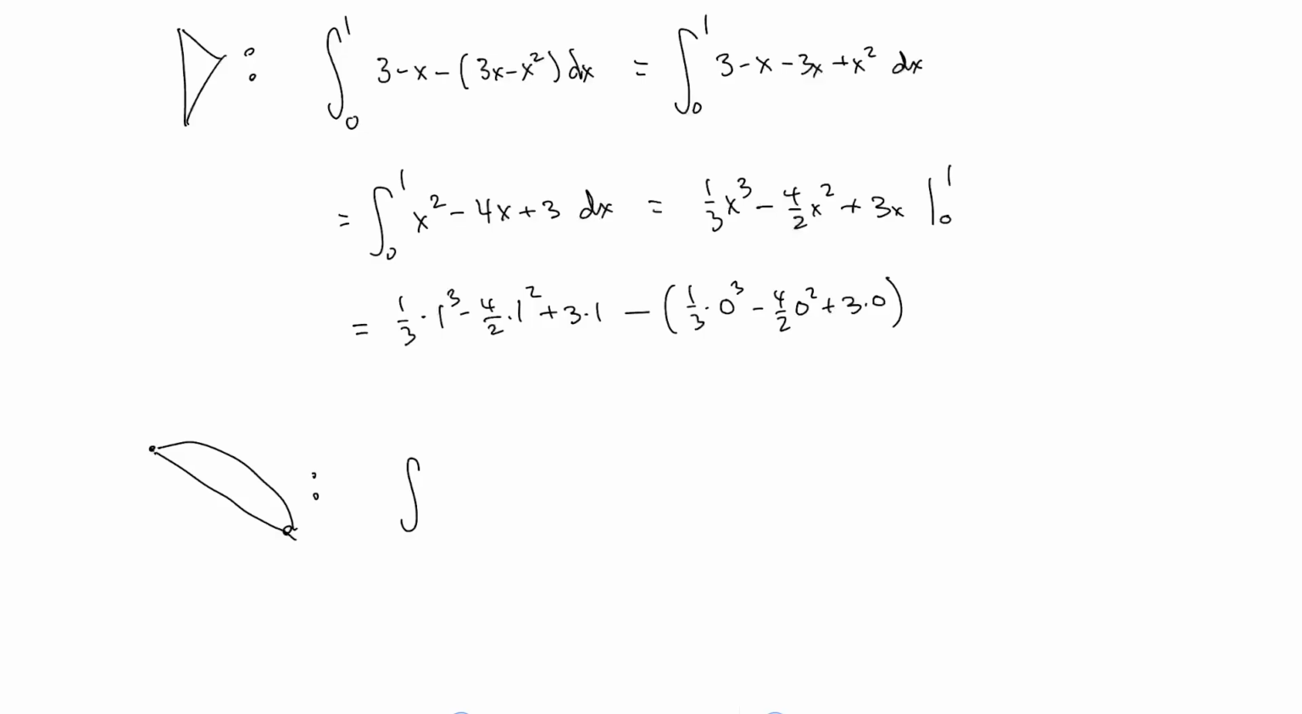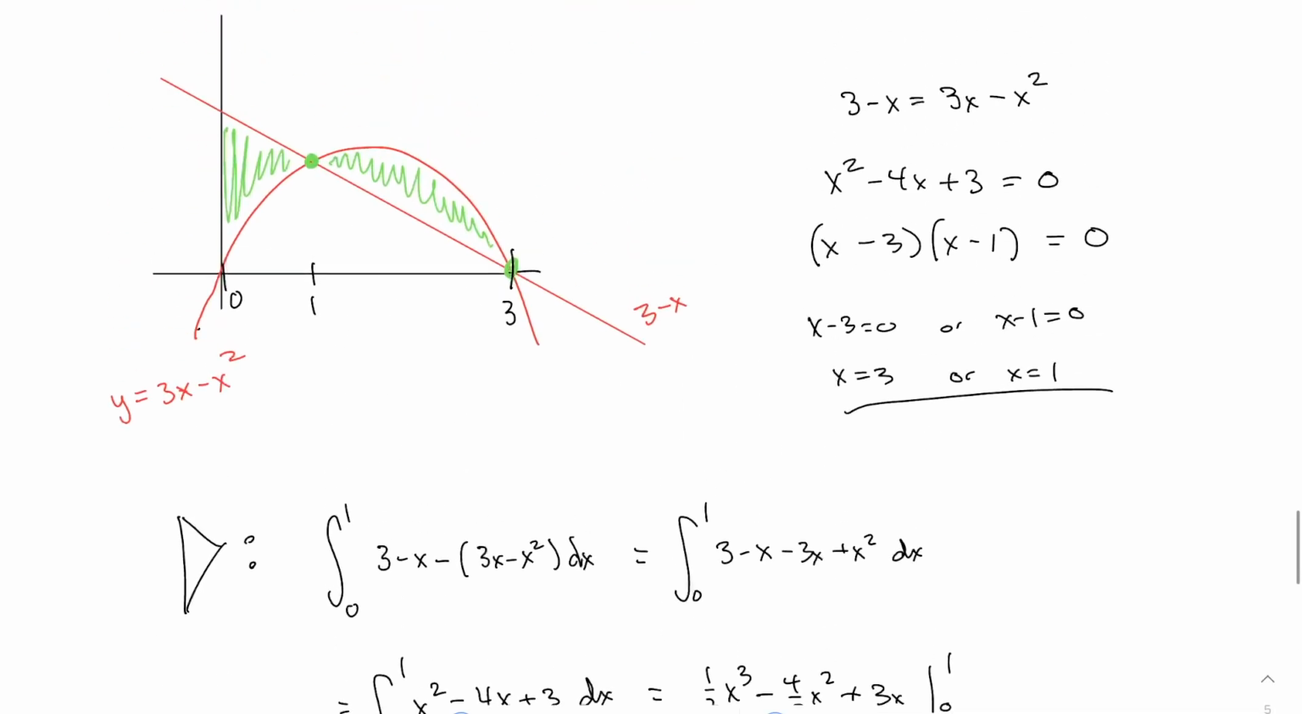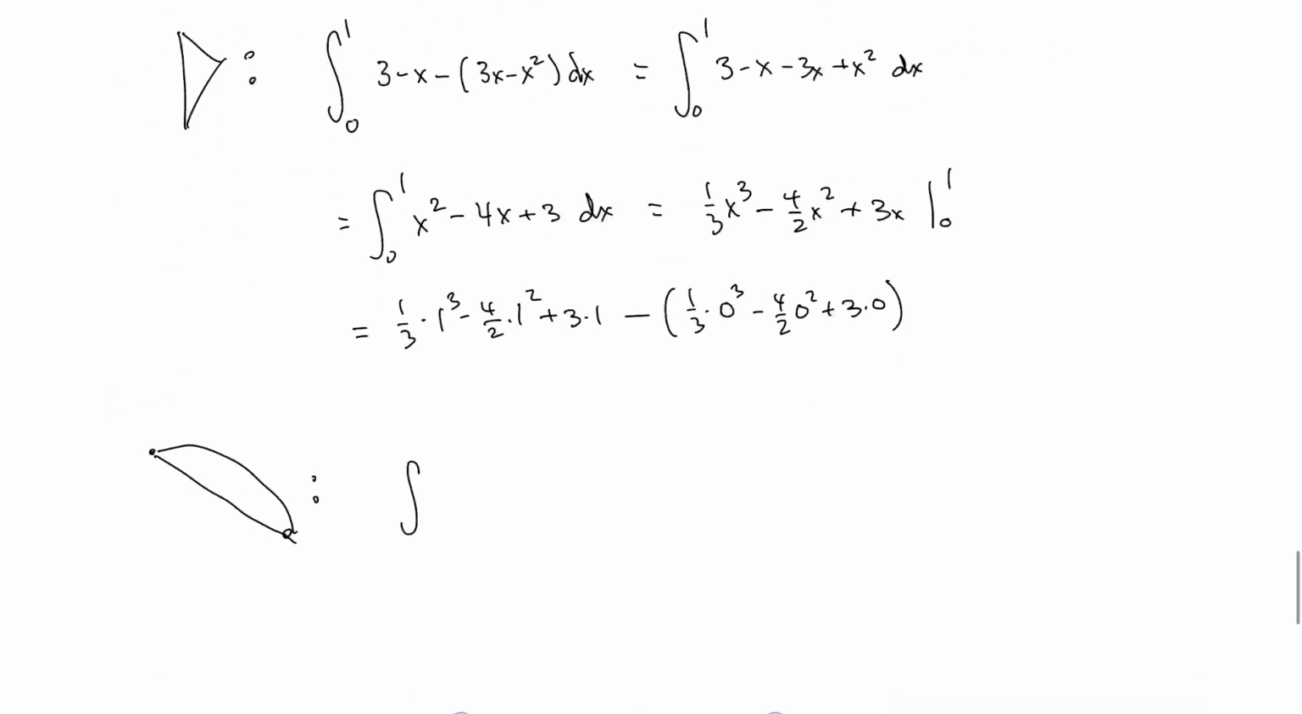All right, can we talk about this? People seem to be doing fine with the rest of it. So this time the integration boundaries are from here to here. So that's from 1 up to 3. So I go 1 to 3. And then the bigger minus the smaller. The bigger is the parabola. So that's 3x minus x squared. That's the parabola part. And then the line part. The parabola is the bigger and the line is the smaller.